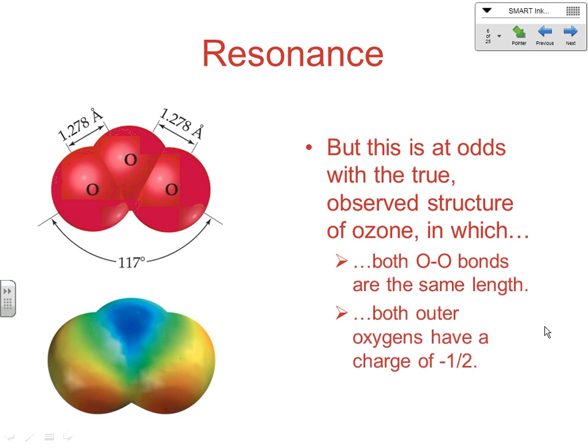Now, if we have both O to O single bonds, they would be the same length. And both of the outer oxygens would have a charge of -1/2. That's what we see to be true with this situation. So we should have equal bond length, because that's exactly what ozone looks like. And we shouldn't have one being a 0 and the other being a -1 in formal charge. If we did the formal charge, it should really be distributed evenly and equally in both cases. So both outer oxygens would have an effective charge of -1/2. It's like they each got part of an electron.